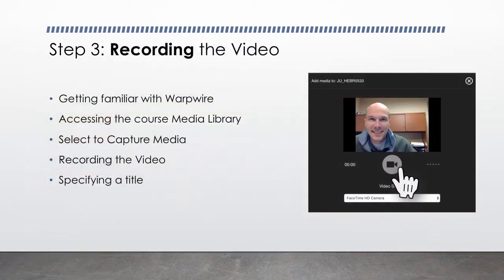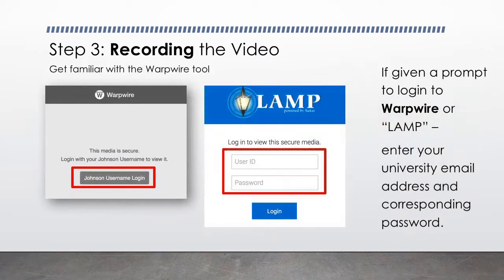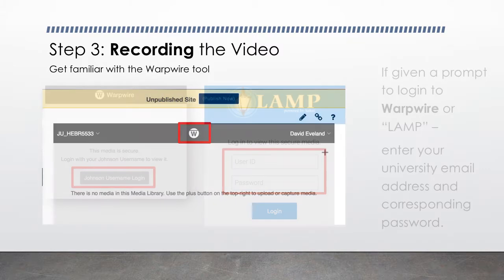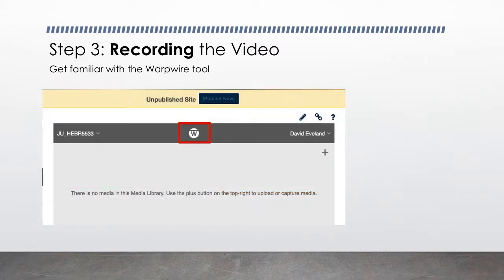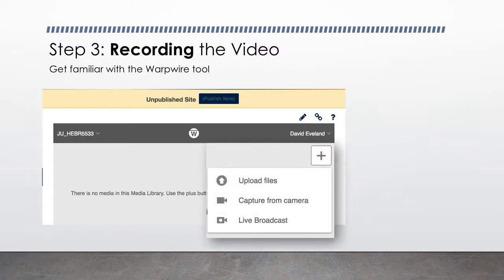Step 3. Recording the video. Now that the tool is added, let's get familiar with the Warpwire tool itself. Once selected, if a login button appears, select it, and on the new tab enter your Johnson University credentials, email address and password. After a moment, you'll be returned to the course's site, the Warpwire tool. Here you'll see the media library title on the top left, along with your name in the top right, just above a plus sign. Select the plus sign on the top right to upload or capture media, selecting Capture from Camera in the list.